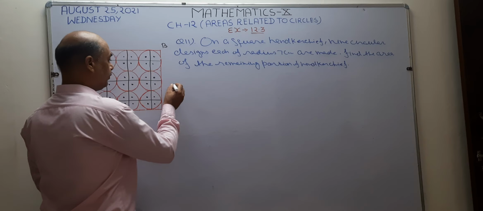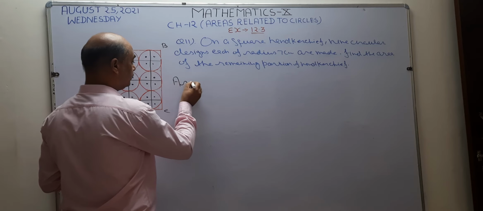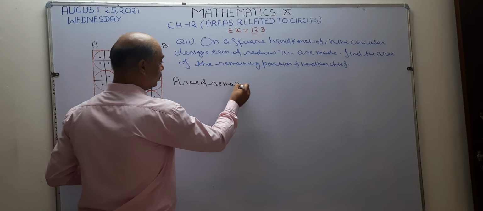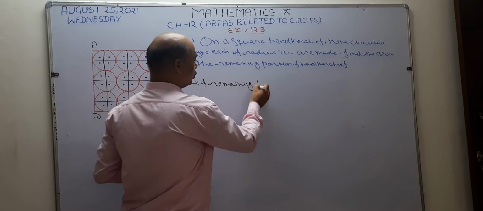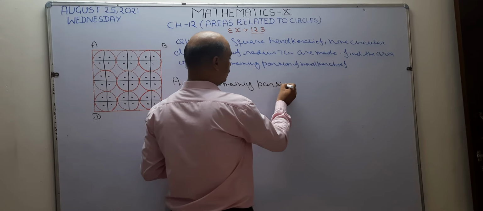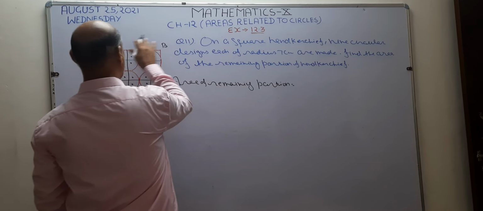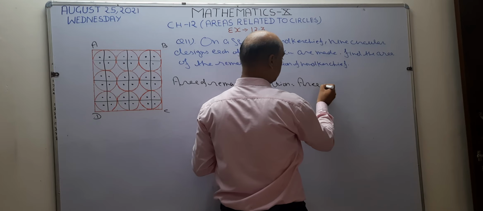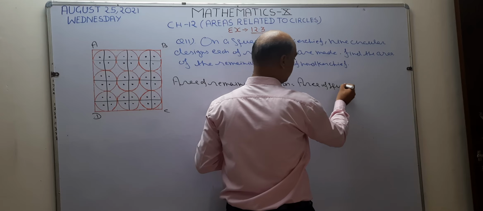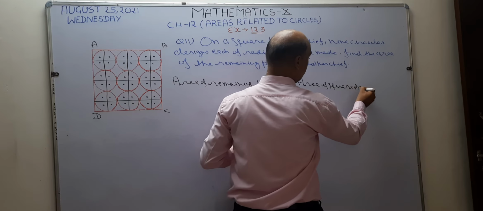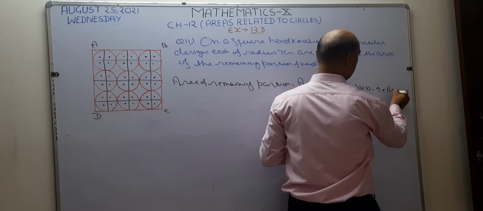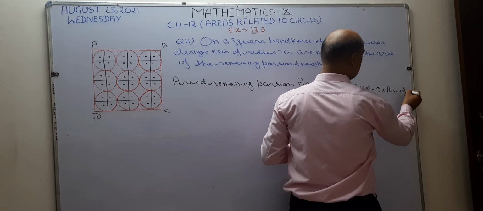So write here: area of remaining portion. The main figure is your square, so write here area of square. Area of square ABCD minus 9 times area of circle.